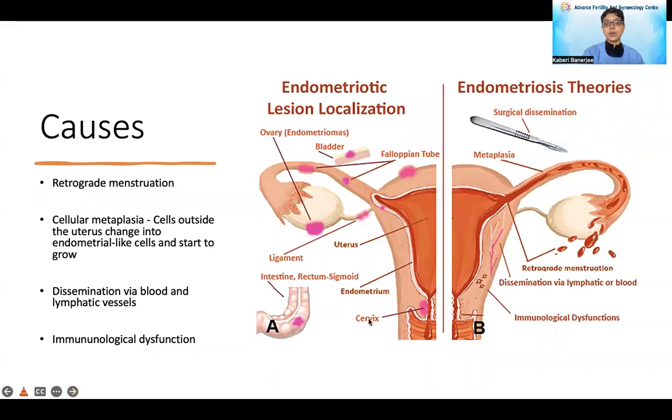Now, what are the causes of endometriosis? It could be that the menstrual blood, which is supposed to come out, goes back. It's called retrograde menstruation. Or the endometrial cells that produce the tissue for menstruation are present outside the uterus. It could also disseminate through blood and lymphatic vessels, or it could be an immunological disorder.